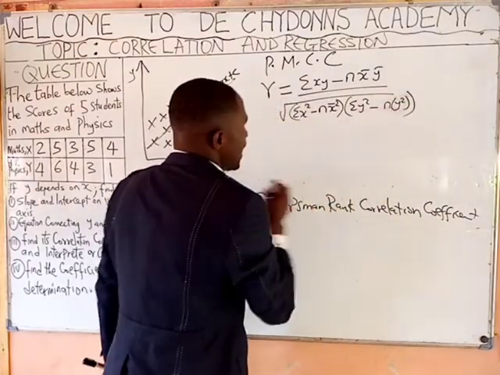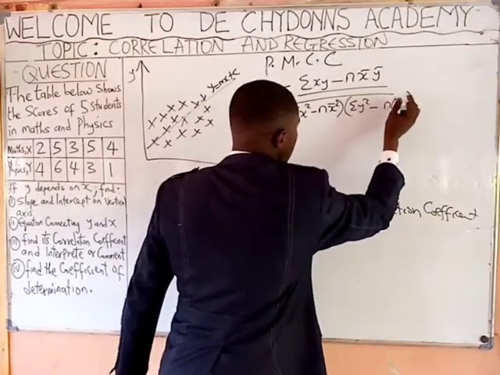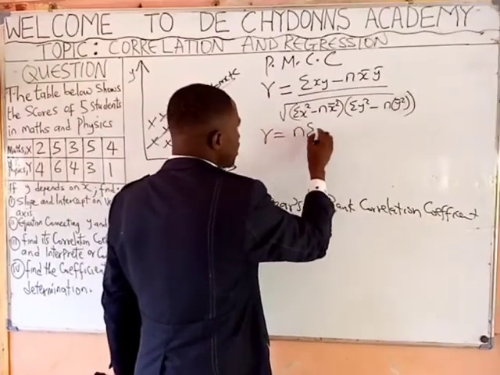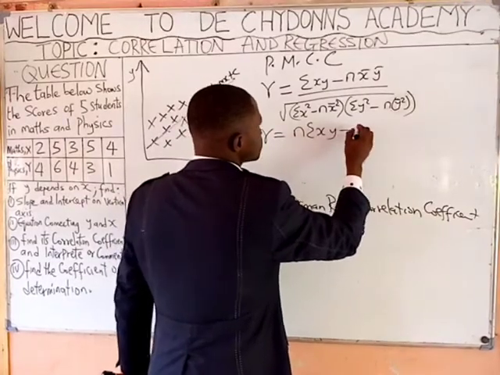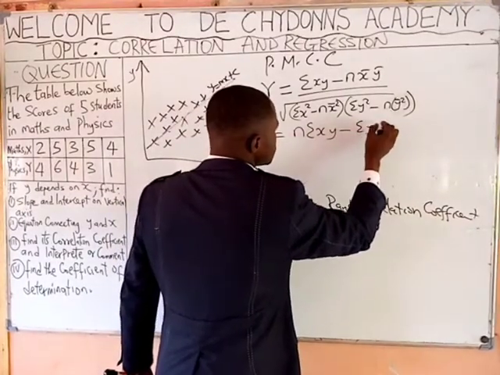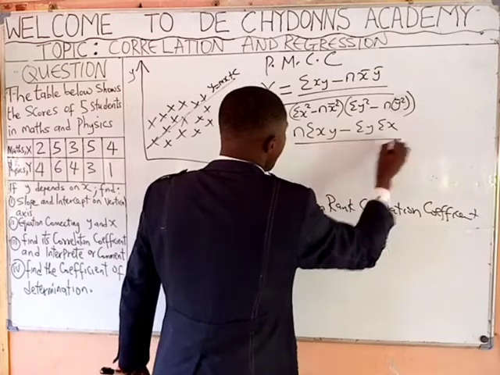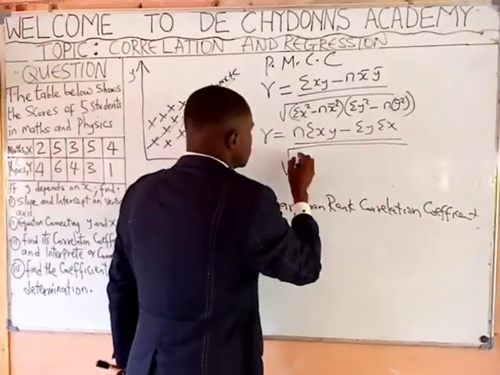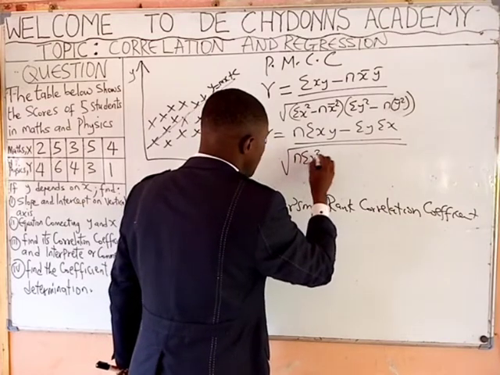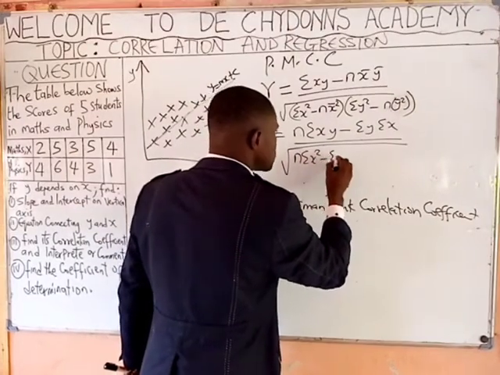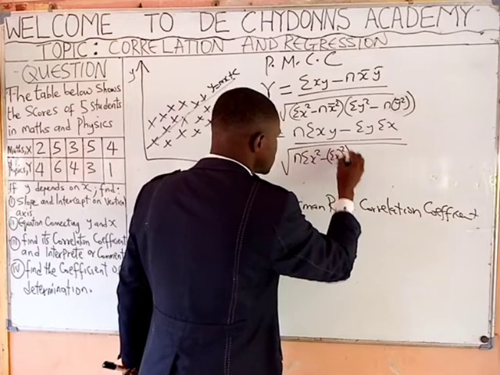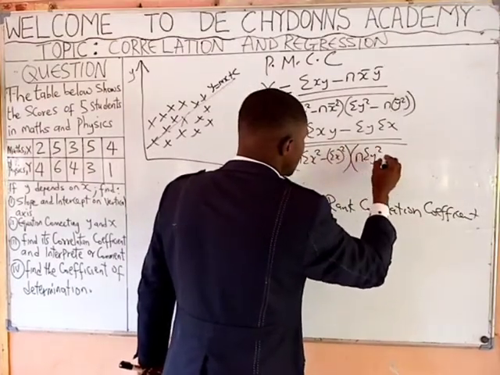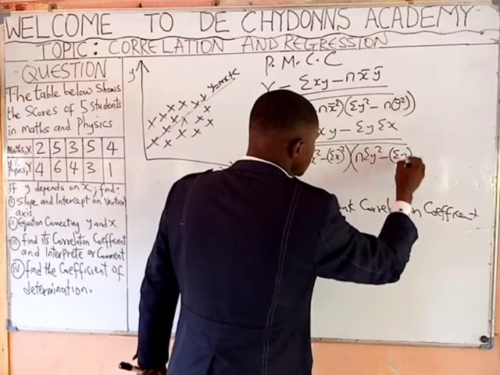Okay, then another formula you can use is r equals n summation of xy minus summation of y summation of x, all over the square root of n summation of x squared minus summation of x all squared, then n summation of y squared minus summation of y all squared.